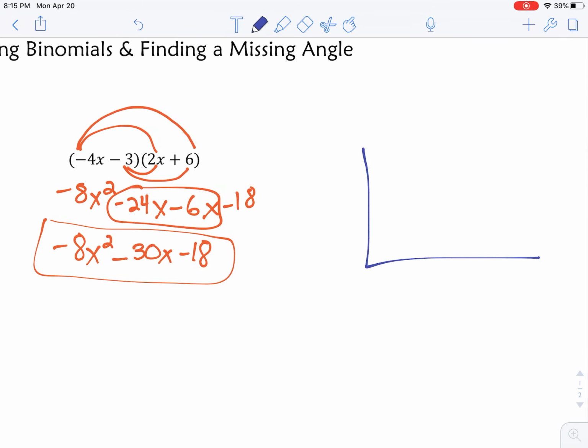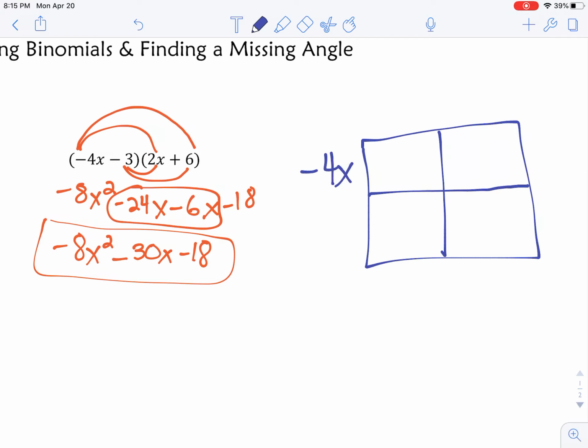And so if you like to do the box method, you can create a box, and then you could put in the terms on the outside. So we've got a negative 4x minus 3, and then a 2x and a 6. And then what we can do here is we can multiply the 2 values on the outside of the box to get what's in the middle. So we would multiply negative 4x and 2x to get a negative 8x squared.